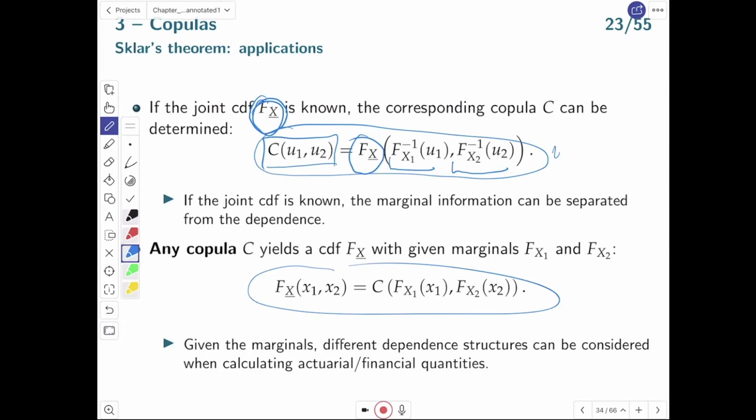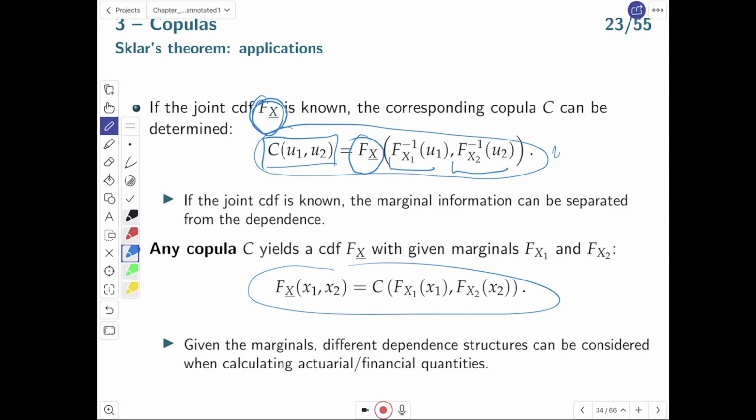Think about the slides that I discussed at the end of last lecture. You had normal marginals, but different dependence structures. Right? You had a dependence structure which was symmetric. You had one which has lower tail dependence, one which had upper tail dependence. So assume that you know your marginals, but you don't know exactly what should be the dependence structure.